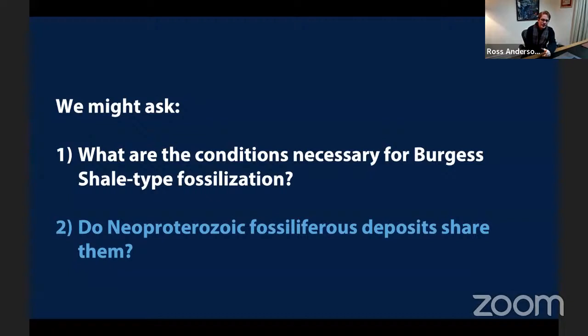So now I want to ask, do Neoproterozoic fossiliferous deposits share these conditions? Is Neoproterozoic soft-bodied fossilization the same as Burgess Shale-type fossilization? And what implications does the answer to this question have for how the fossil record can chart the origin of animals?